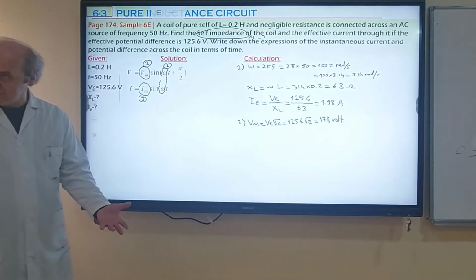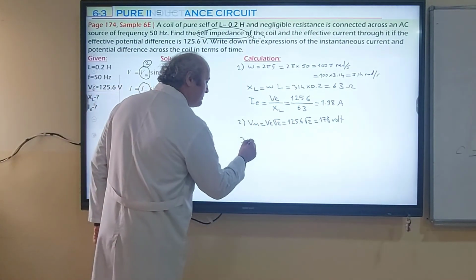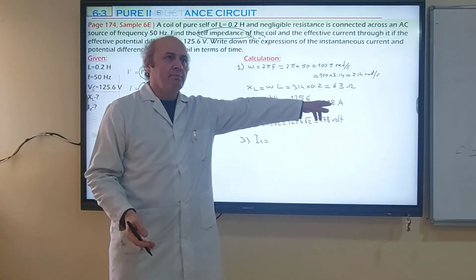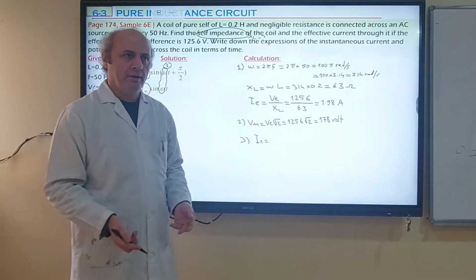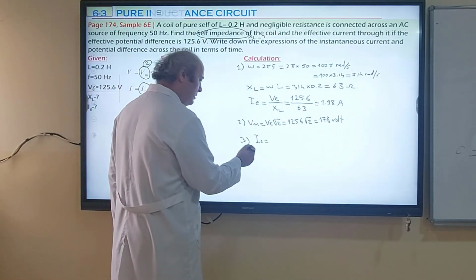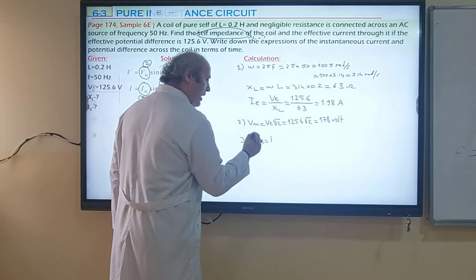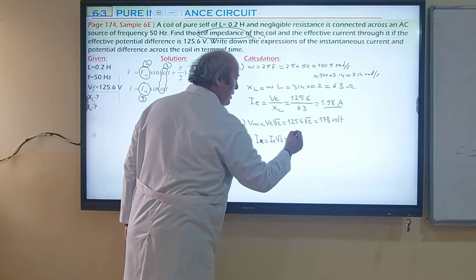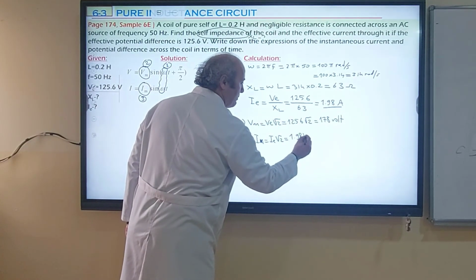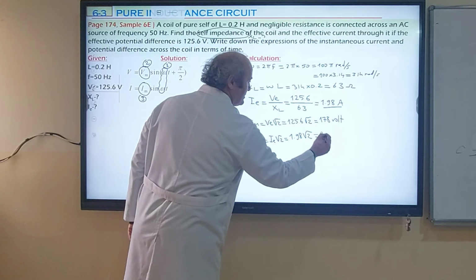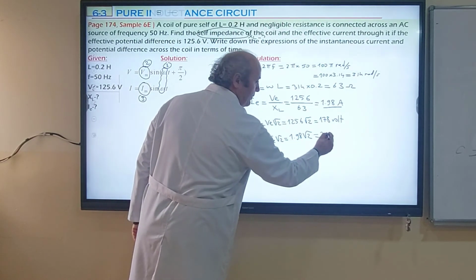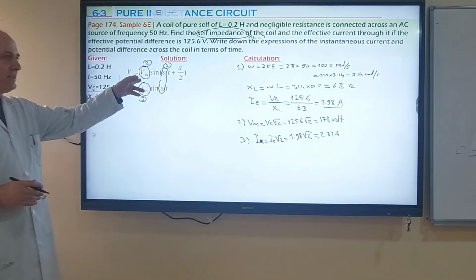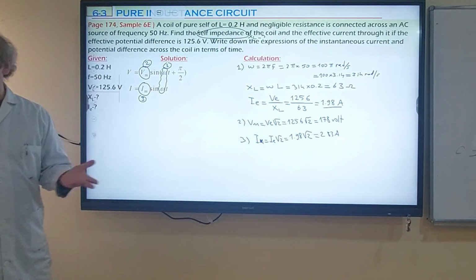Also, Im is needed. Since IE is already calculated, we multiply it by root of 2. This is the easiest way. So Im is IE multiplied by root of 2, which is 1.98 times root of 2, and that is 2.83 ampere. Now we found them all. After that, insert them into these equations and finish writing the expressions.